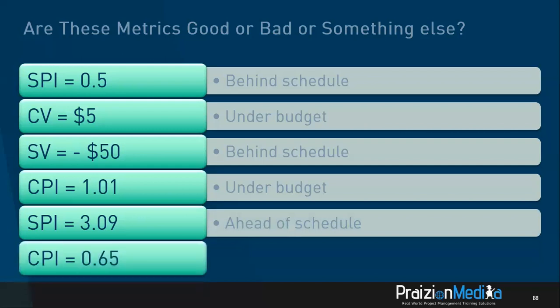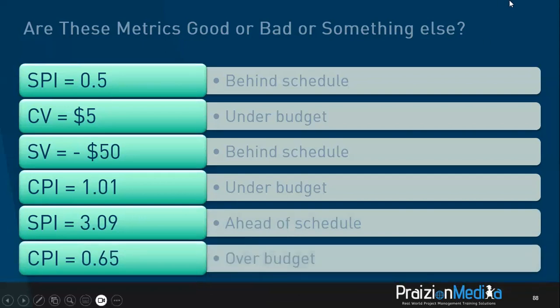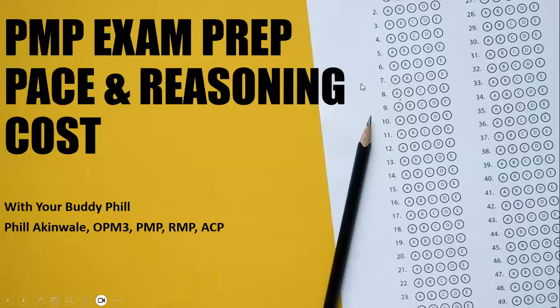Last but not least, a CPI of 0.65. This is poor cost performance, I beg your pardon, and this means you are over budget. And that is a very quick review of the items at a simple to intermediate level. We're going to change gears here, my friends, and go into some more difficult questions.